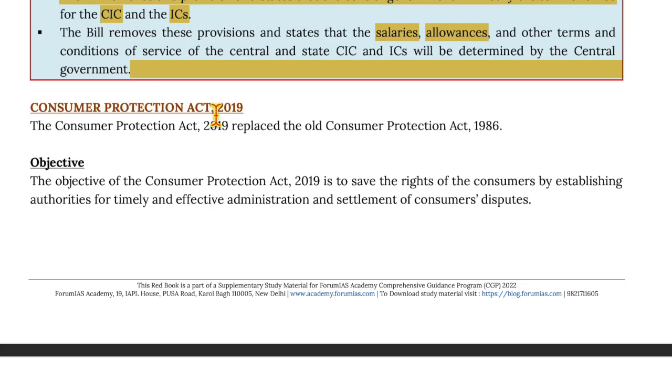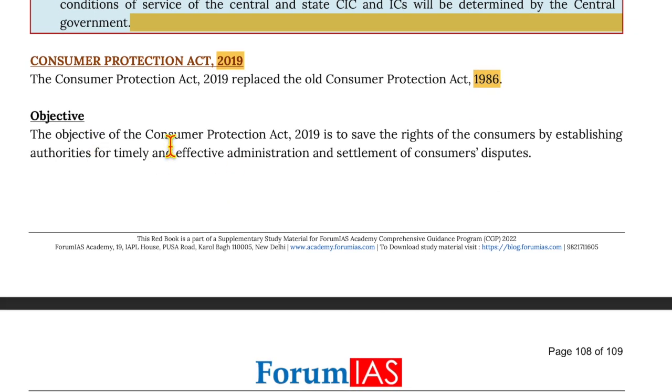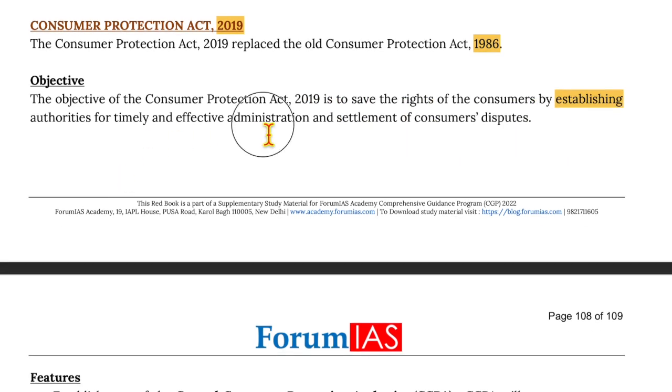Now, Consumer Protection Act of 2019. The Consumer Protection Act of 2019 replaced the old Consumer Protection Act of 1986. Now, the objective of the Consumer Protection Act of 2019 is to save the rights of the consumers by establishing authorities for timely and effective administration and settlement of consumers' disputes.